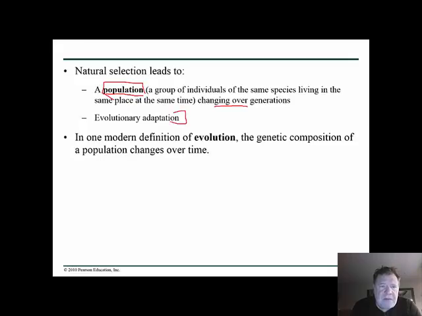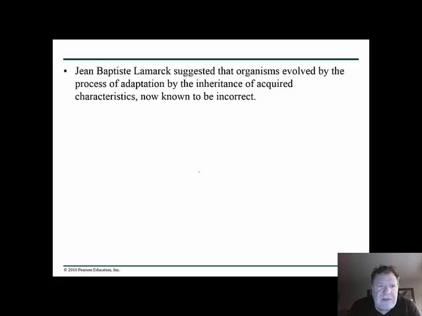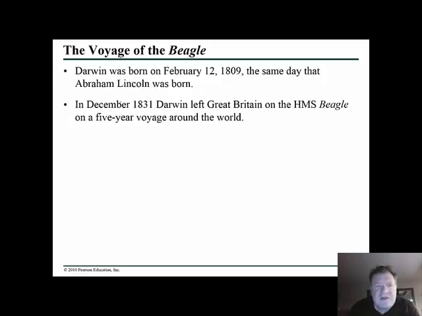Then we'll look at evolutionary adaptation, which is basically this change that's due to evolution. One modern definition of evolution is the change in the genetic composition of a population over time, a change in allele frequency over time. There are many different definitions of evolution, and you want to be aware of those. Lamarck suggested that organisms evolve by adaptation, through the inheritance of acquired characteristics. This is not correct. That would be like Arnold Schwarzenegger's kids having big muscles when they're born because Arnold Schwarzenegger worked out. That's not necessarily the case.